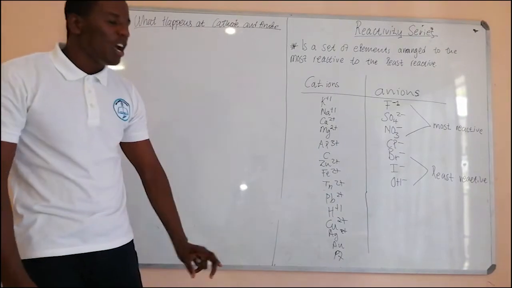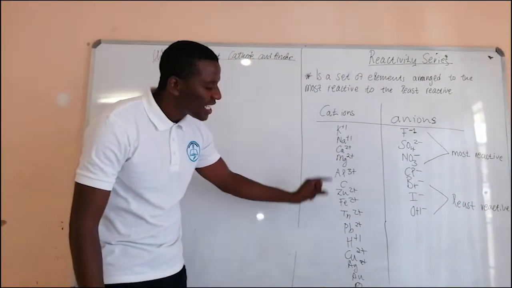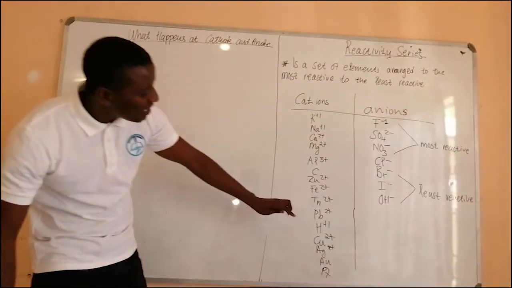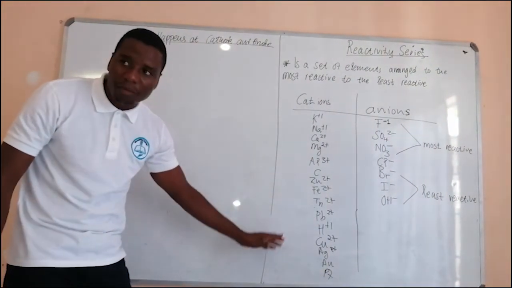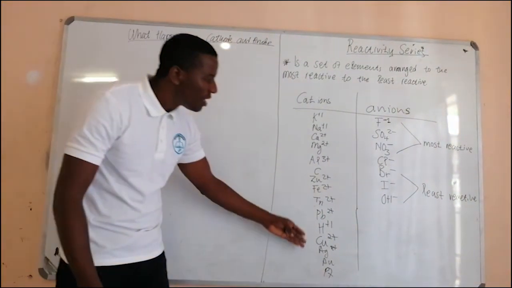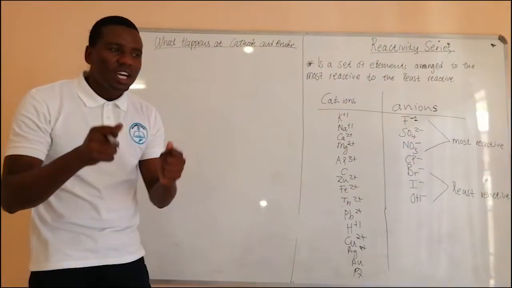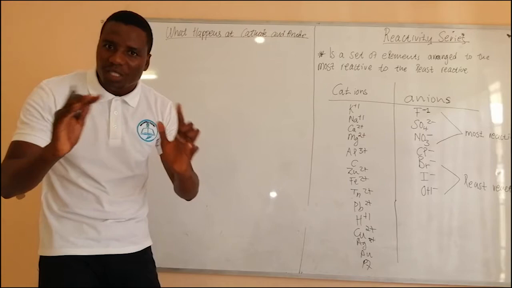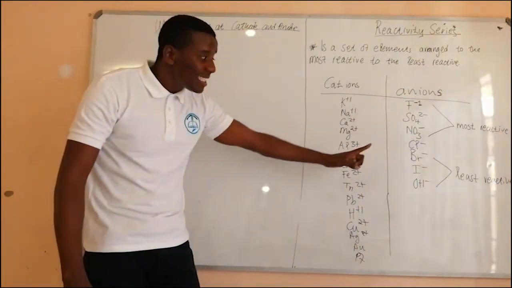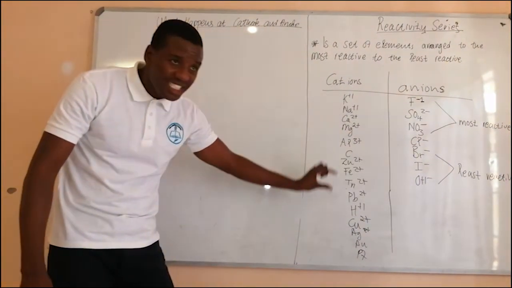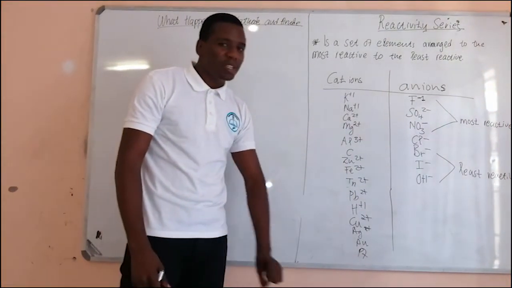Now, like I said, elements that are going to be discharged are the elements at the bottom, which are the less reactive. In every electrolysis, for any substance that is going to be electrolyzed, the elements at the bottom are going to be discharged, like I gave an example there.